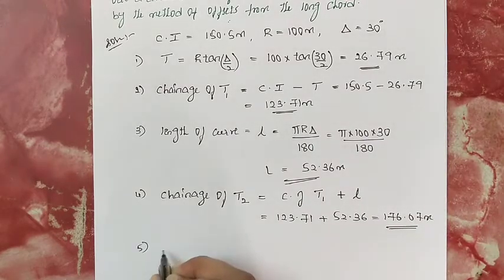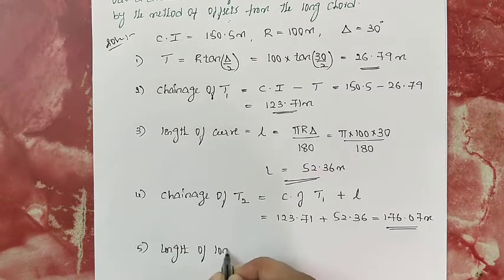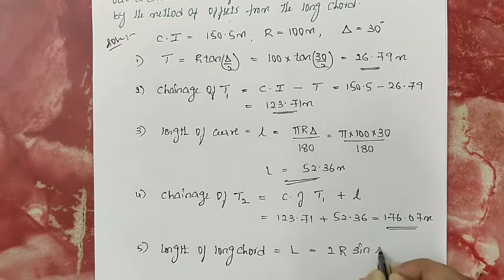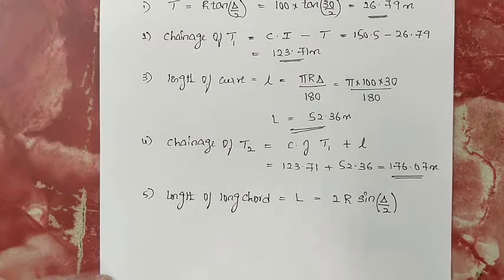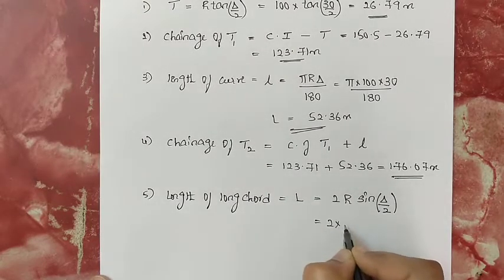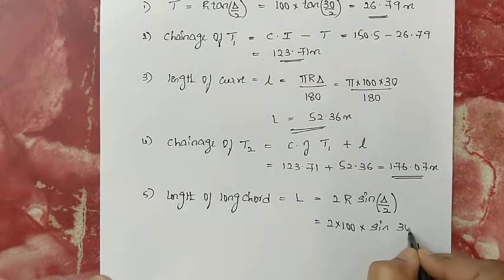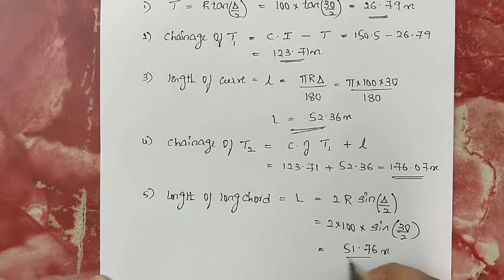Next step you need to calculate is the length of long chord. Length of long chord is denoted by capital L. That will be equal to 2 R sine of delta divided by 2. Substitute the value: 2 into R value 100 into sine of 30 divided by 2. Then you will get 51.76 meter.